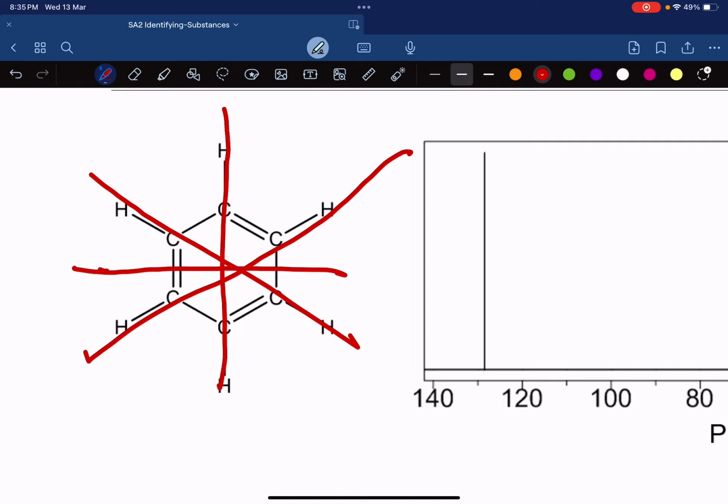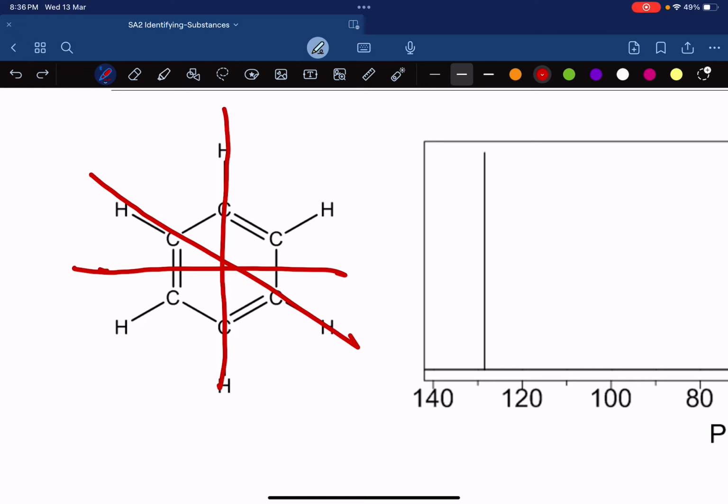That means it has perfect symmetry. You can cut it in any direction. So it basically means that every single carbon in benzene produces the exact same frequency. That is why you see only one signal.